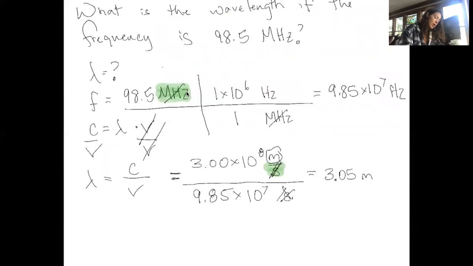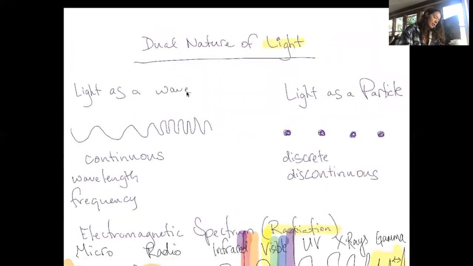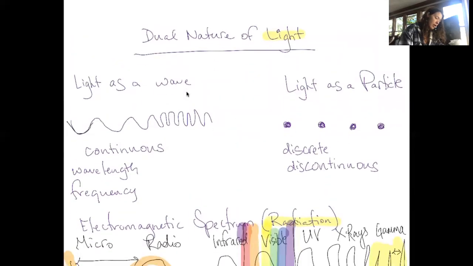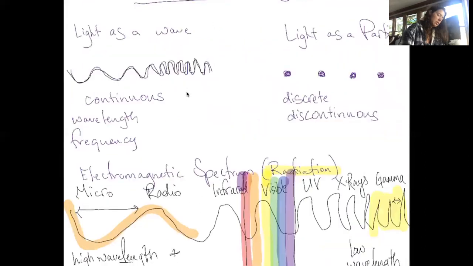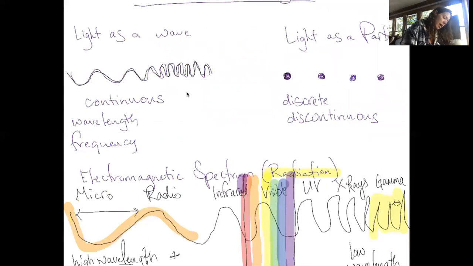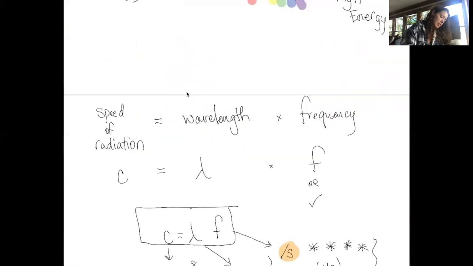Now, that explains light as a wave, all right? We could talk about its wavelengths and its frequencies. Now we're going to talk about light as a particle, okay? And light is considered a particle. I'm going to come down here, kind of elaborate.